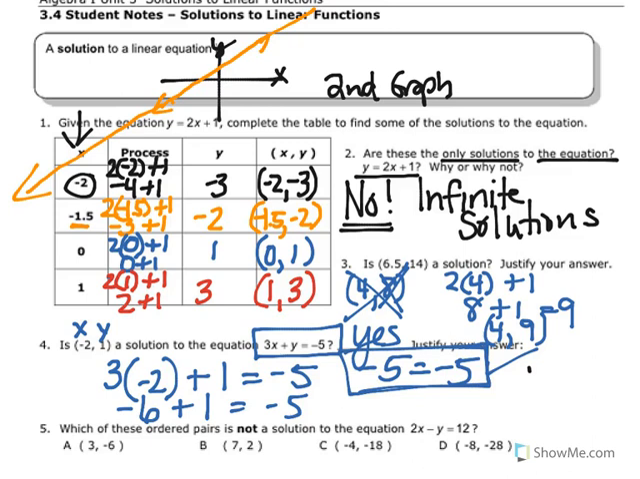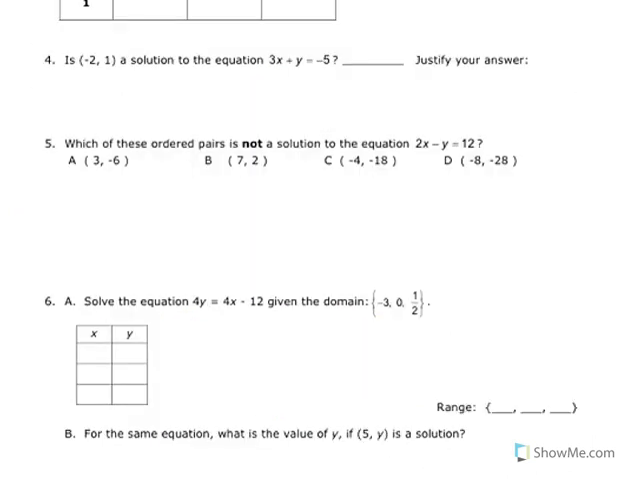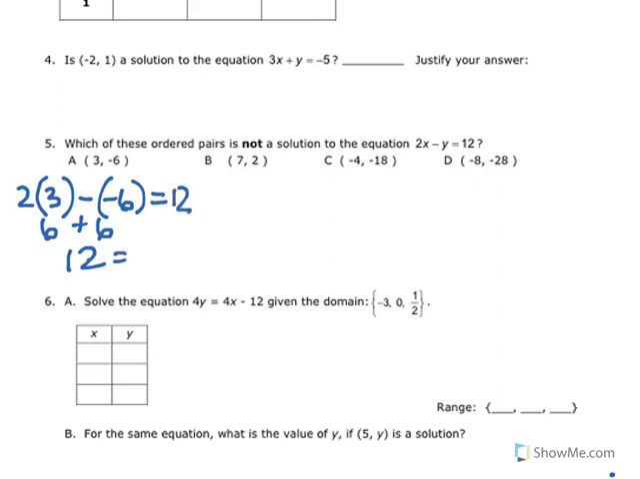Okay, let's try number 5. Which of these ordered pairs is not a solution to the equation 2x - y = 12? Well, we could take each one of these. We could do 2 times 3 minus -6, which means plus 6. That would be 6 plus 6 equals 12. Does that make this equation work? Yes, it does, because it's supposed to equal 12. So 12 equals 12. That one works.